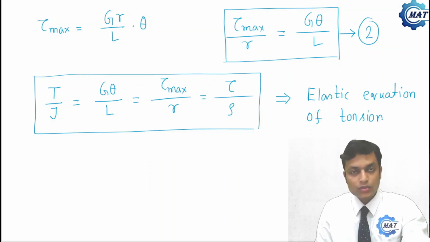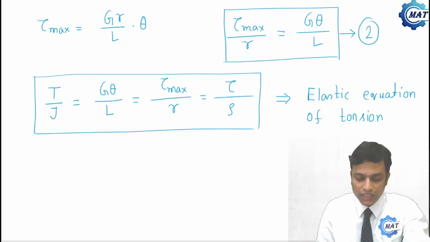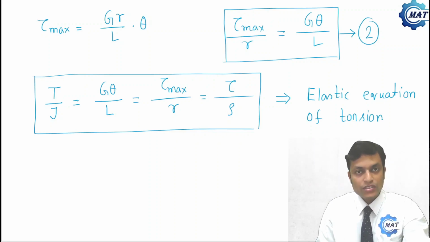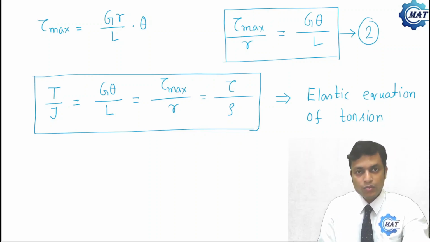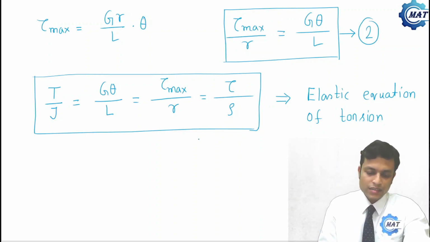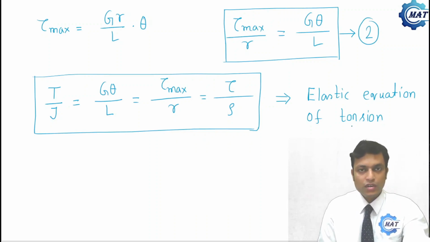And we have made some assumptions: the material is homogeneous and isotropic, the cross section of the shaft is uniform and circular, plane sections remain plane before and after torsion, and the last one, loading is within Hooke's law. That is, we have applied Hooke's law here, loading is within the proportional limit. So these are the assumptions I mentioned earlier for this elastic equation of torsion.